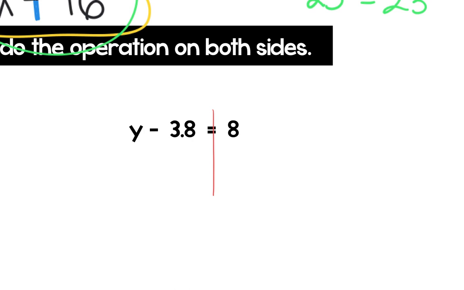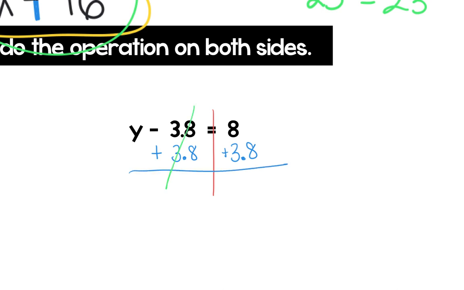So in this case, my variable is y, and what's happening to y is we are subtracting 3.8. So undoing subtracting would be adding. So I am going to add 3.8. Please note that it is directly below. It's important to line this up. If I add 3.8 on one side, I need to add 3.8 on the other side as well.